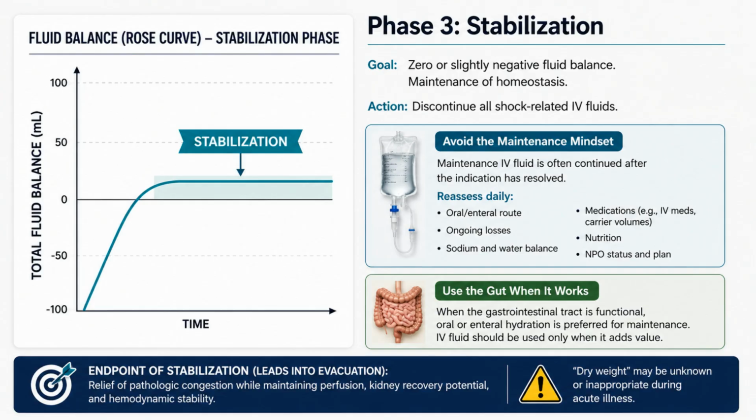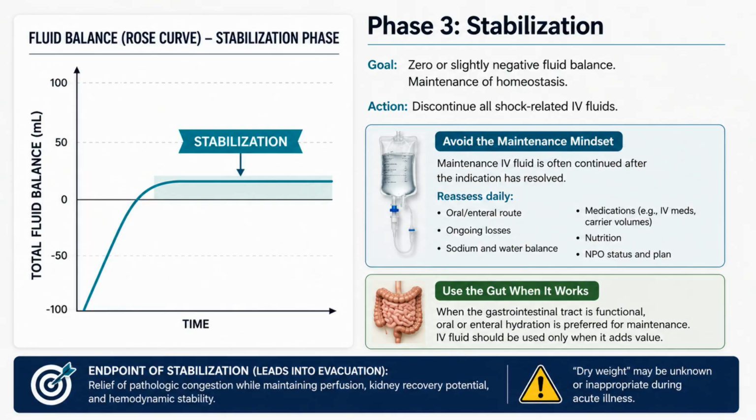The daily reassessment should be explicit. Can the patient drink? Can enteral hydration be used? Are there ongoing losses? How much carrier volume is coming from antibiotics, vasopressors, sedatives, nutrition, flushes, and electrolyte replacement? Is the patient still nil per os, and is that plan still necessary? The teaching point is that maintenance fluid is not benign. If the gut works, use the gut. Intravenous maintenance should continue only when it adds value.